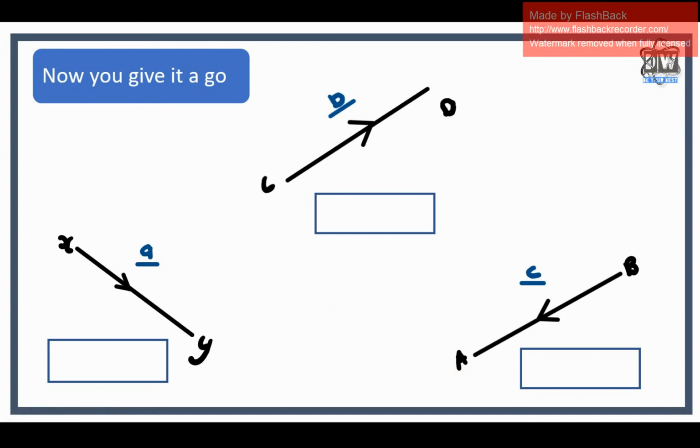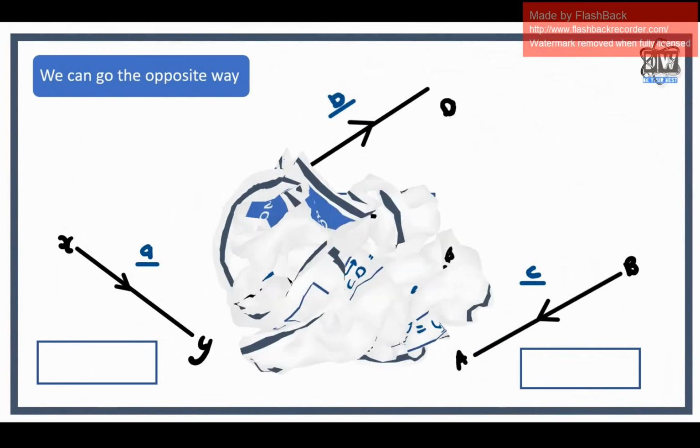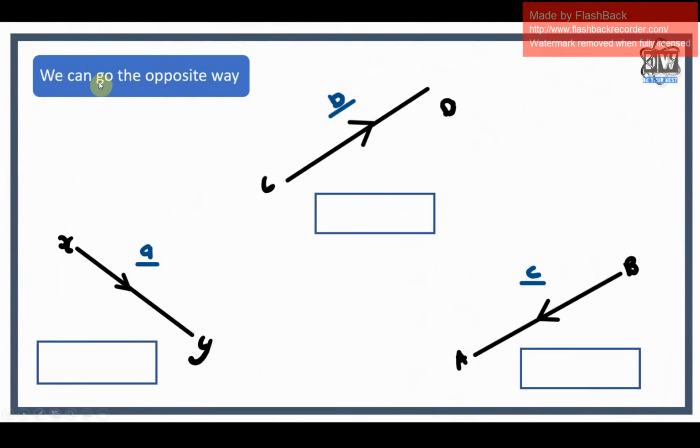Okay, so the first one, from X to Y, we write it like that with the little arrow over top, and that equals a. From C to D equals b, and from B to A equals c. Now, on these ones, I'm going to show you how we can go in the opposite direction. So before we were always going with the vector, and now we're going to go against the vector.